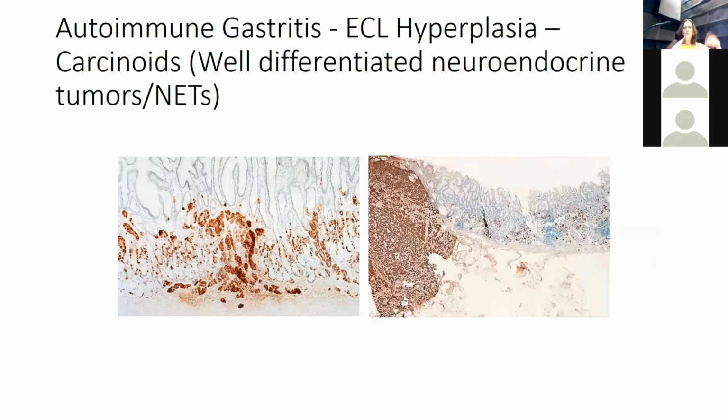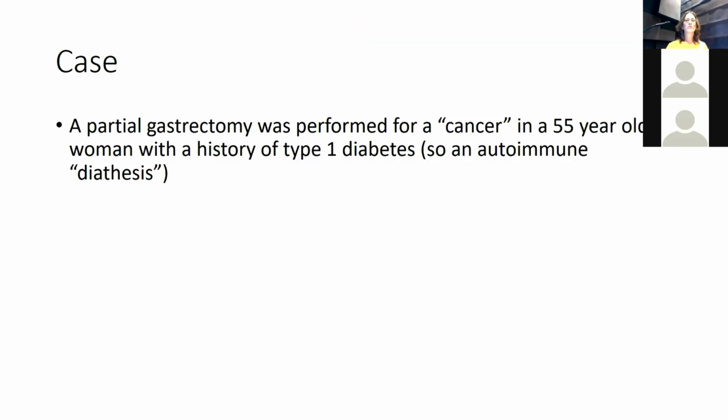Okay, so now going backwards, if somebody has autoimmune gastritis and after many years of this hyperplasia of their endocrine cells, they get neoplasms. And of course, we call those carcinoids, or I call them carcinoids because I'm old, but we're supposed to call them well-differentiated neuroendocrine tumors, or NETs. So let's look at a case.